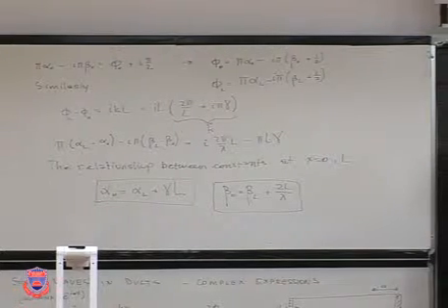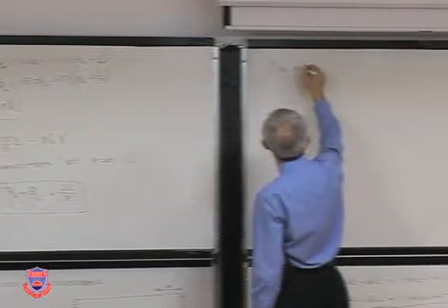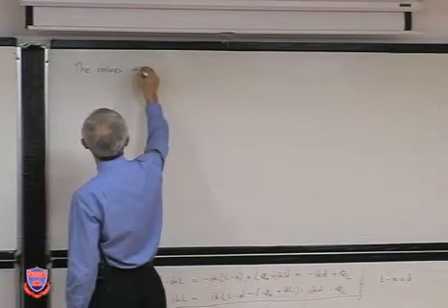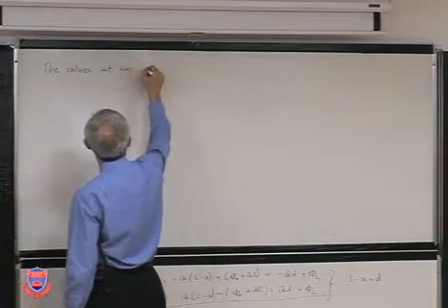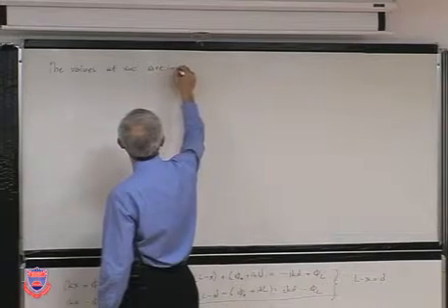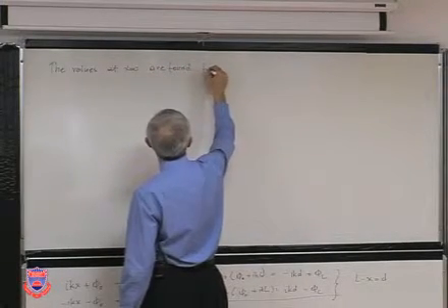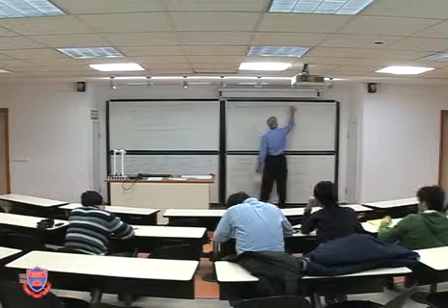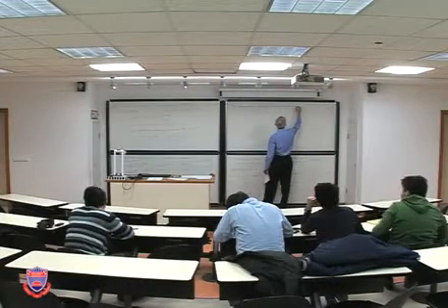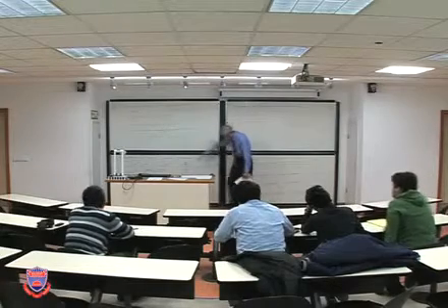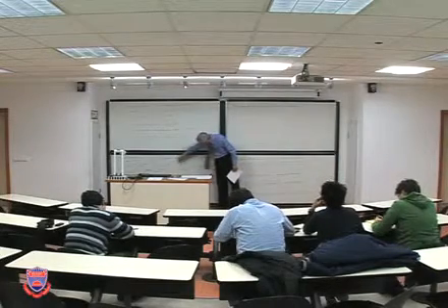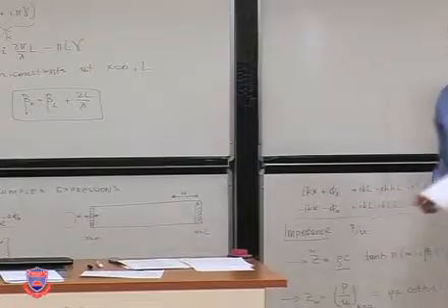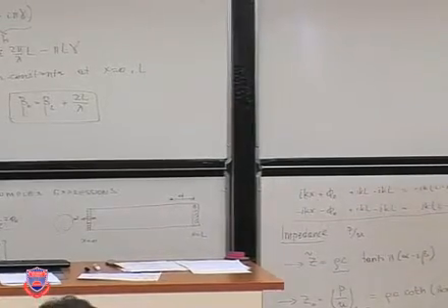So the values at x equals 0 are found from the piston velocity. Okay, from here. Those are the sub-zero values. That's where we find it from.